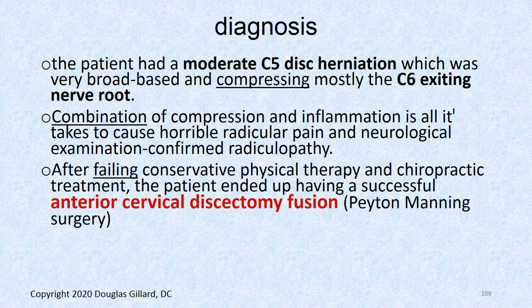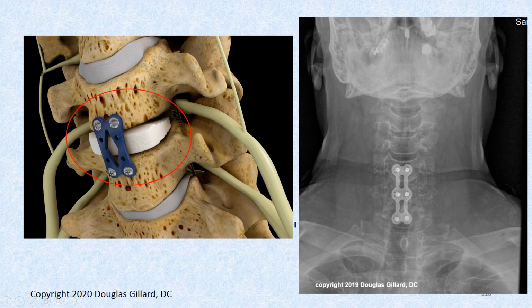It's rare, though. So she failed all chiropractic, physical therapy, tried acupuncture, nothing worked, ended up having the Peyton Manning surgery, the anterior cervical discectomy and fusion. Here's where you are. There's the AP view, anterior vertebral body. And, hey, how come my little marker disappeared?